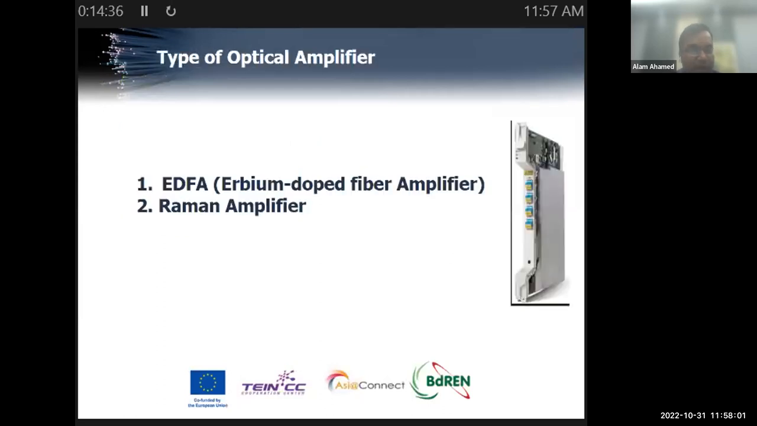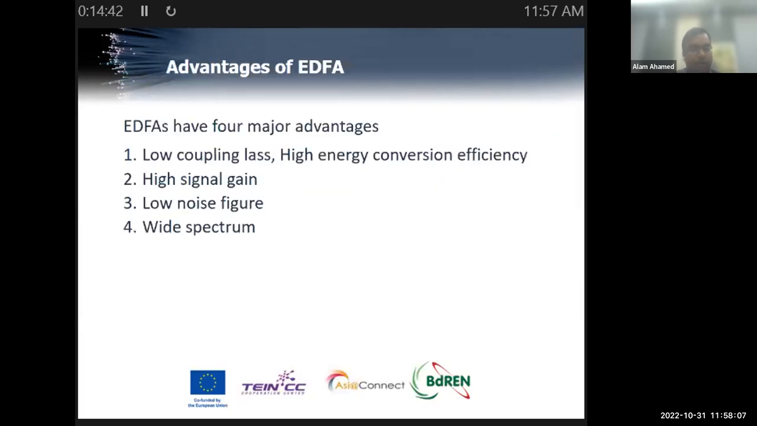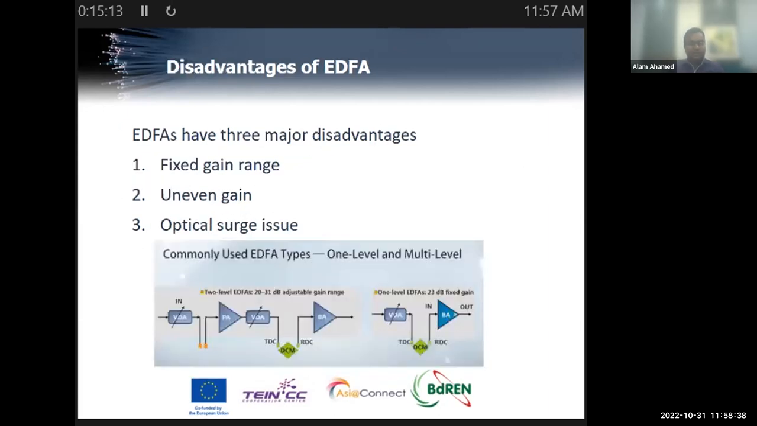Types of optical amplifier: there are two types, one is EDFA, another is Raman. Advantages of EDFA: EDFA has four major advantages. First, EDFA itself is optical fiber, with low coupling loss and high energy conversion efficiency, high signal gain, low noise figure, and wide spectrum. Disadvantages of EDFA: fixed gain range, uneven gain, and optical surge issue.